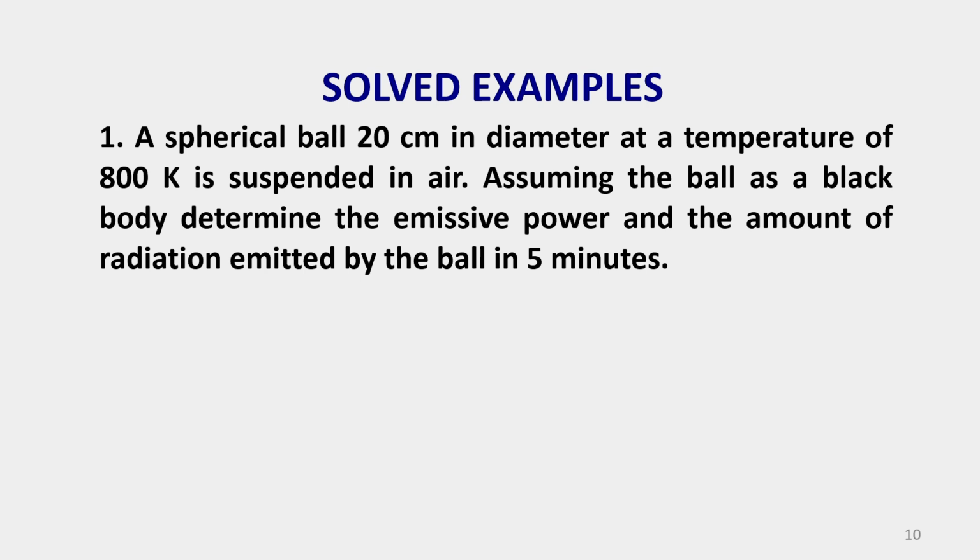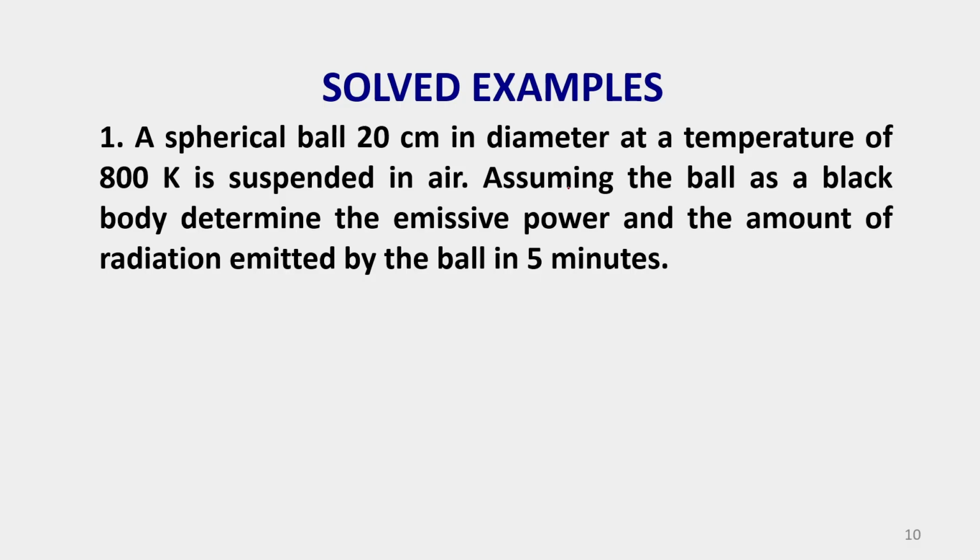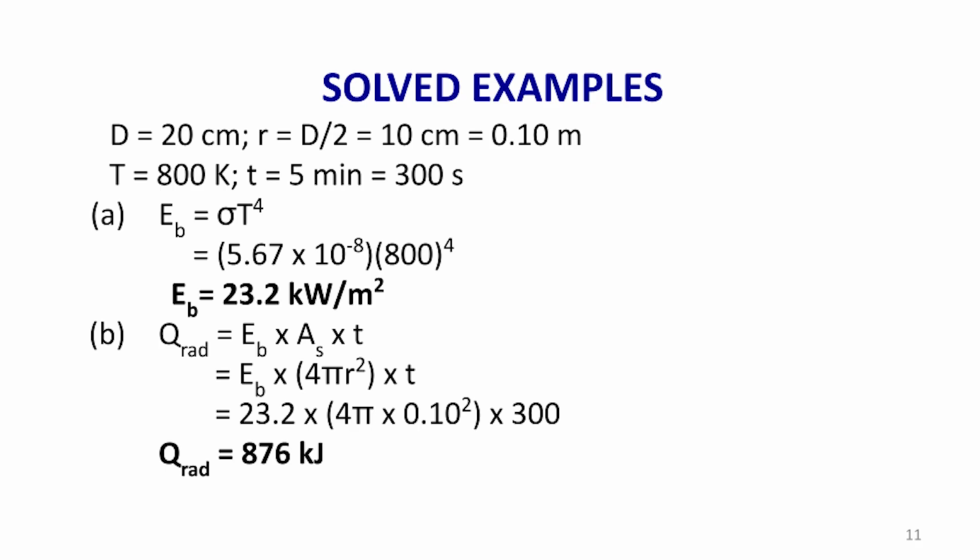Now, let us see the first numerical. A spherical ball 20 centimeter diameter at a temperature of 800 Kelvin, the temperature is given in Kelvin, not in degree centigrade, is suspended in air. So, a spherical ball is just hanged in the air like this. I will show the diagram in the next slide. Assuming the ball is a black body, determine the emissive power and the amount of radiation emitted by the ball in 5 minutes.